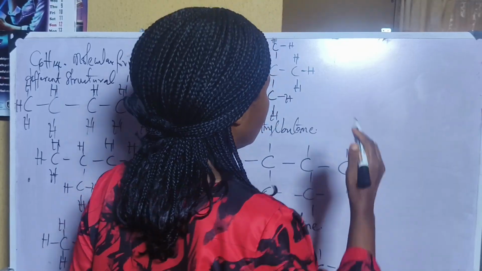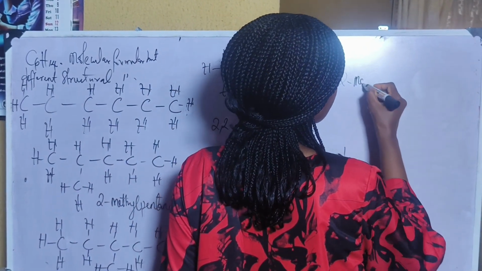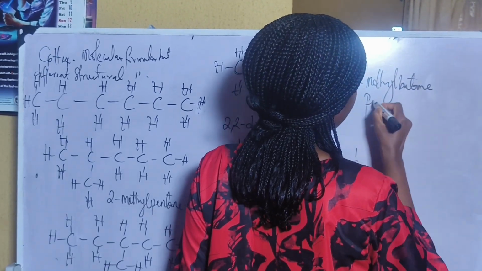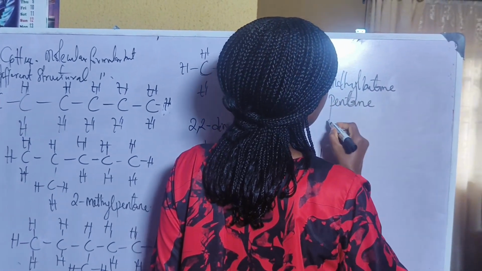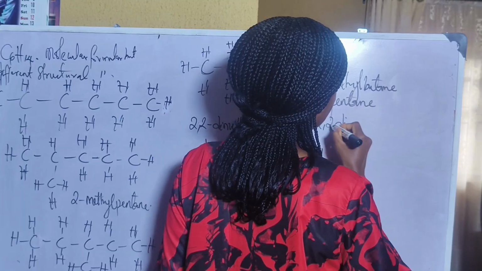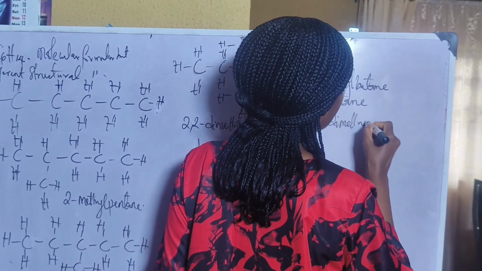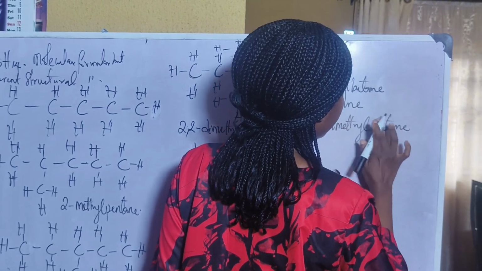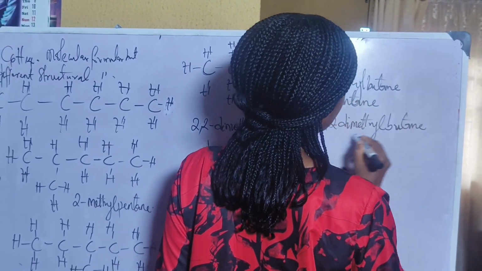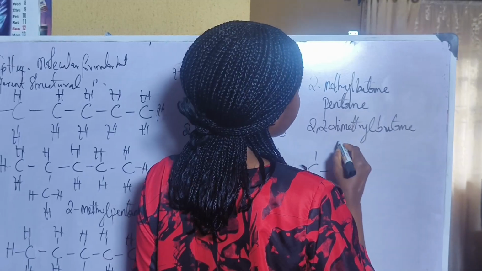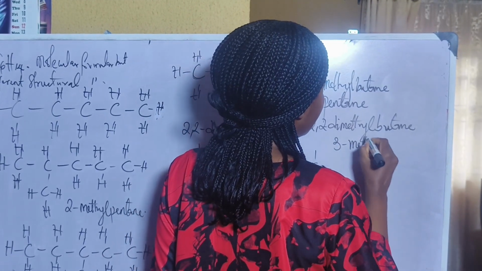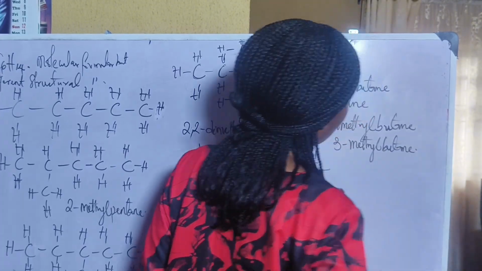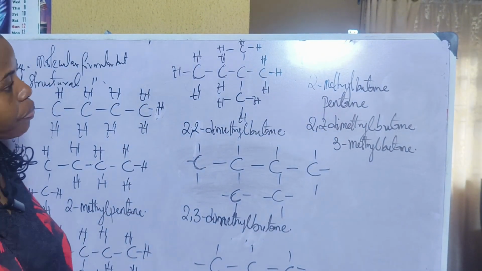For instance, they give you 2-methylbutane, they tell you pentane, they say 2,2-dimethylbutane. When you are writing, there should not be any gap between this and this. Butane, and you have 3-methylbutane, and they ask you to tell them the one that is not an isomer.